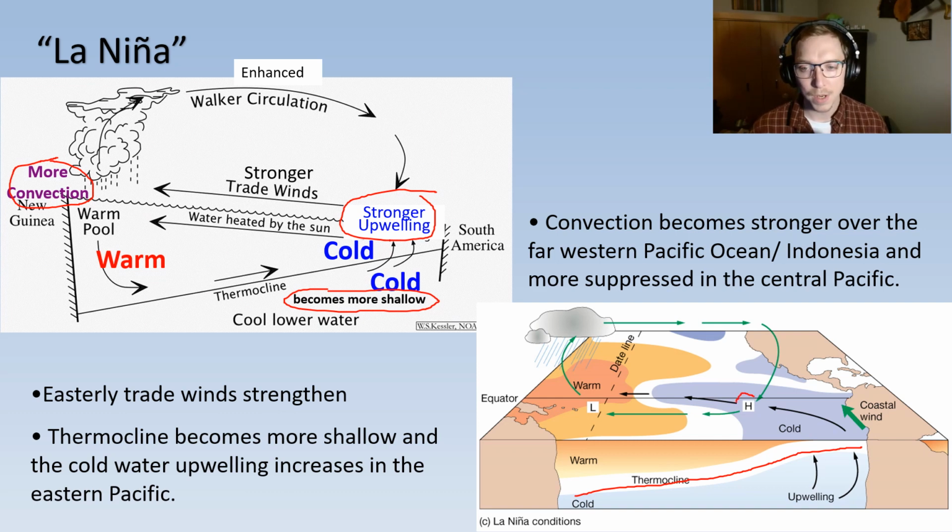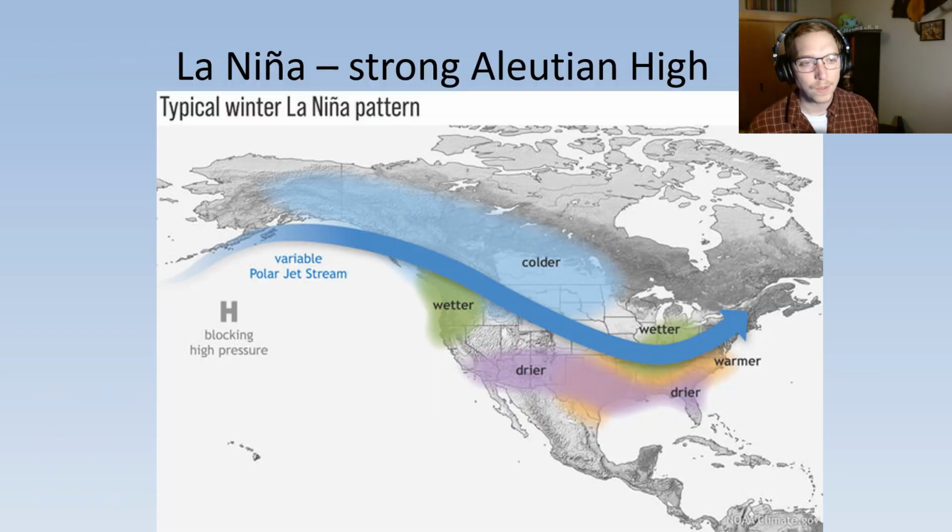So we've got this big high pressure system that sets up here and a low pressure system that sets up kind of getting towards Australia, off the coast of Papua New Guinea. You see here, so you've got this warm pool. Again, that thermocline becomes much more shallow with stronger upwelling, stronger trade winds, and more convection. And you can get more rainfall in some of these instances.